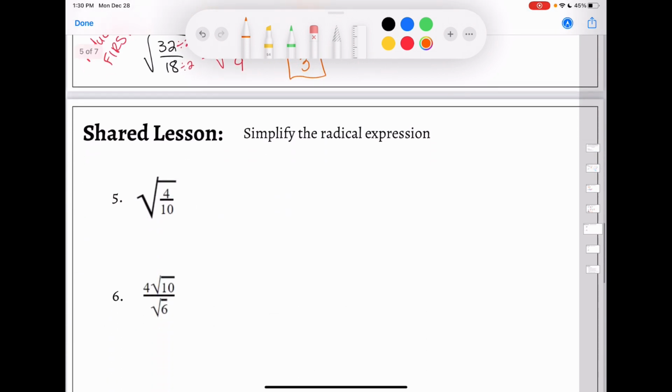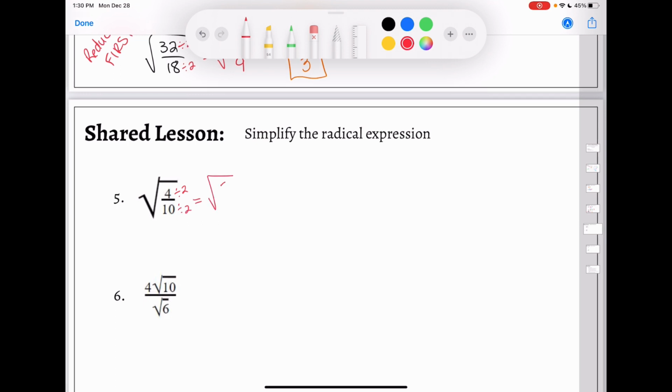All right, let's take a look at this one now. Square root of 4 over 10. So we just talked about it, I think I can reduce that fraction. I can divide both of these by 2. So this is going to become the square root of 2 over the square root of 5, right? Neither one of those are perfect squares, so that's kind of all that I can do there.